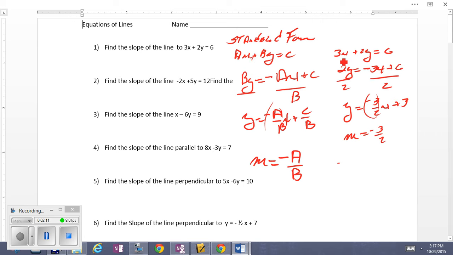Okay, so if we went back to this, we'd say, oh yeah, use that formula. The slope is the opposite of a. A is 3, so I want its opposite, and b is 2, and I've got the slope already.